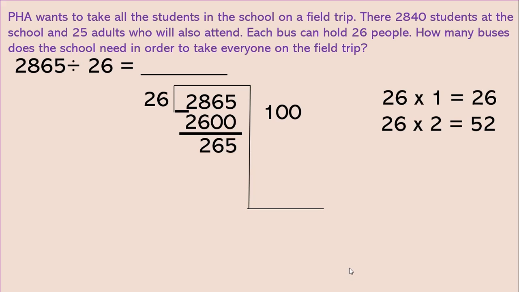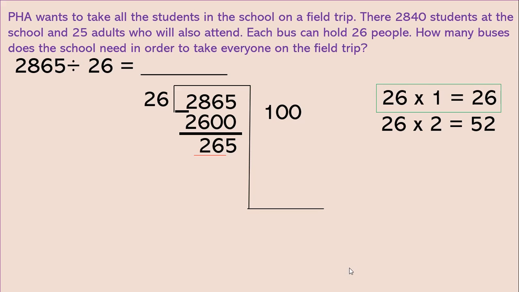Well, we need to keep dividing so that we can figure out the total number of buses we need. Here we have two hundreds. We can't evenly split two hundreds blocks into 26 groups. So we're going to look at the tens. Here we have 26 tens. Oh, we can split 26 tens blocks into 26 groups. Here we can always look at our multiples we've already created and see that 26 times 1 equals 26, which is exactly what we're looking for.